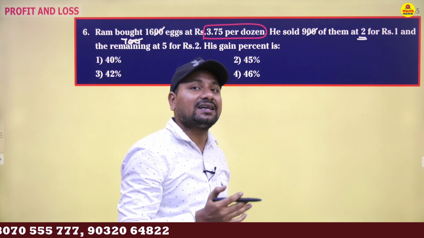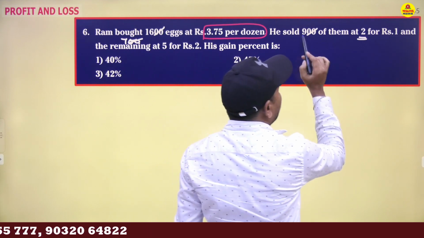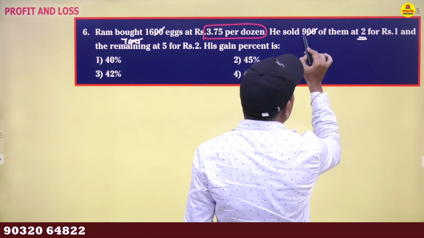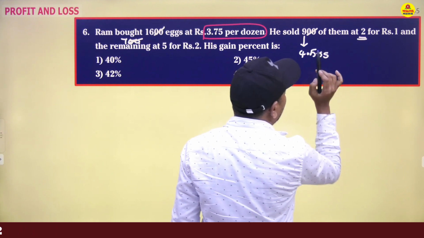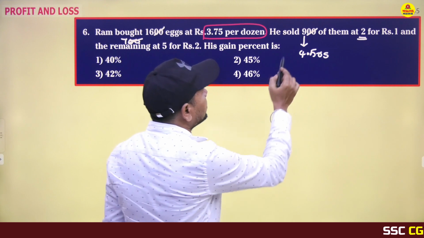Okay, this is the way. 8x is 4 rupees. Okay, and 9x is how many rupees? 2x is 1 rupee, which means 9x is 4.5 rupees. How many rupees? 4.5 rupees. That is the selling amount.